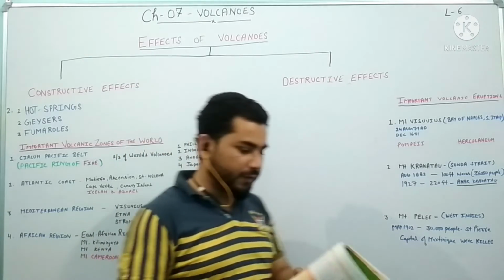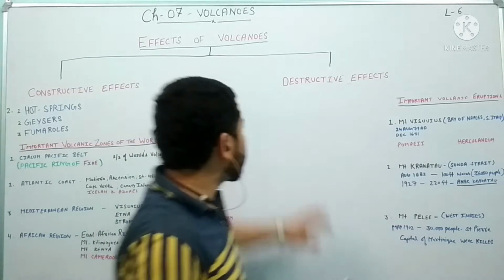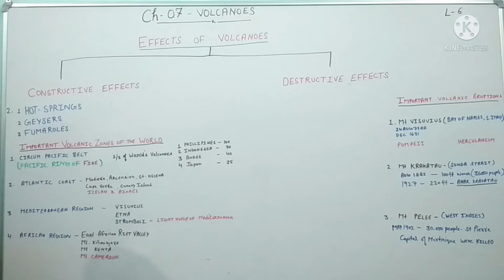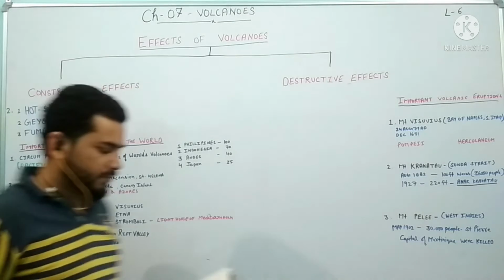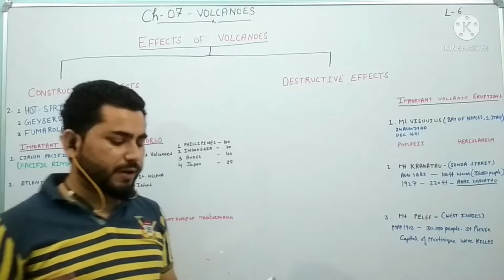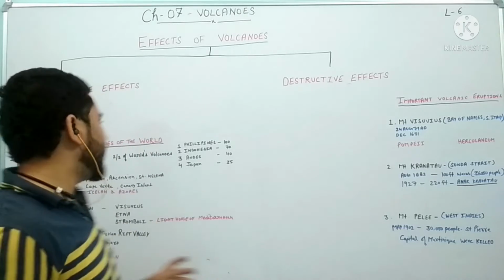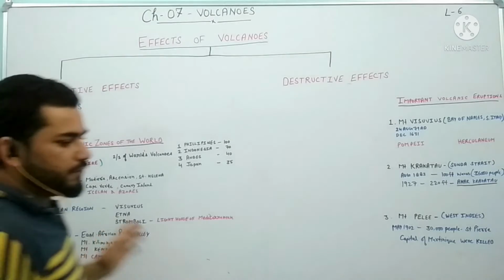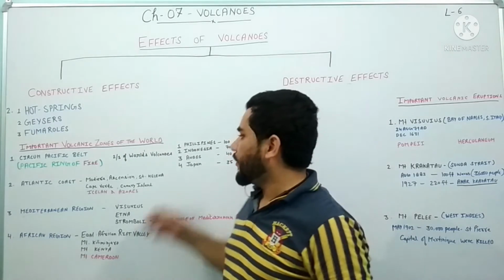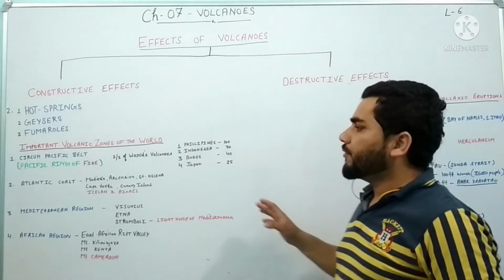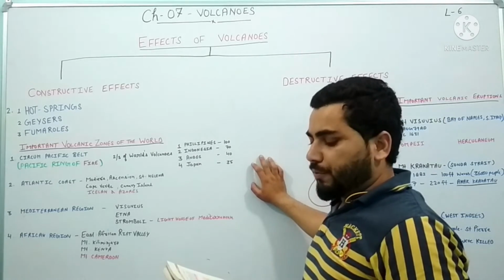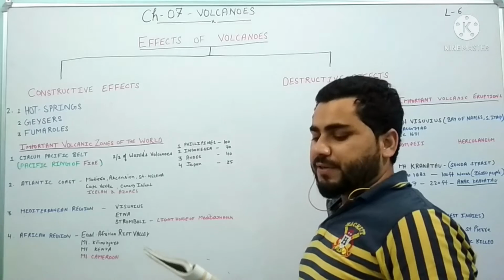Okay, then after studying destructive effects, let us study some of the important volcanic zones of the world. So first of all, let us read what is given in your book. Then I will tell you about the important volcanic zones into which I have categorized the world. So, important volcanic zones of the world: Circum-Pacific Belt.